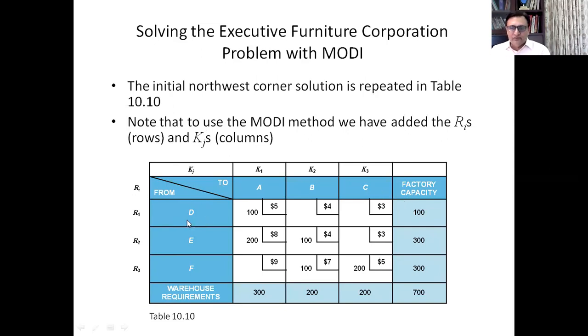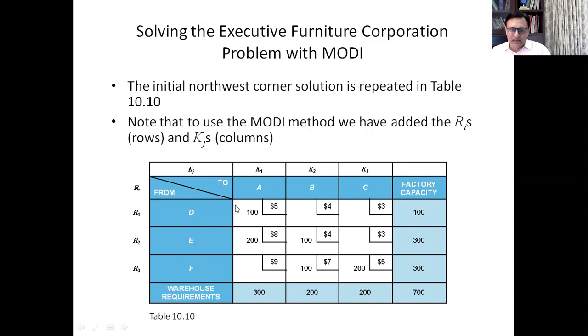First, we will give R1, R2, and R3 as the number of rows, and K1, K2, and K3 as the number of columns. So the same table is prepared. Now we'll first be evaluating this one, which we have to evaluate. So first we will make equations of the occupied cells.